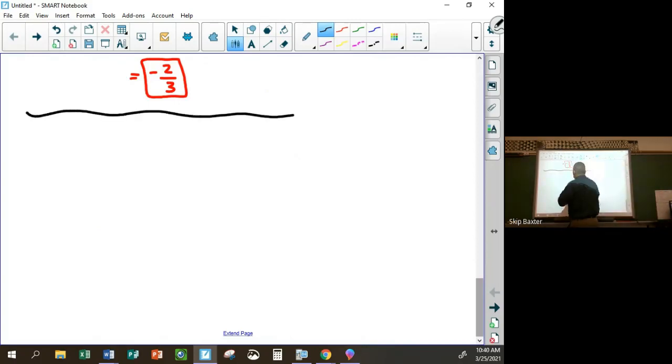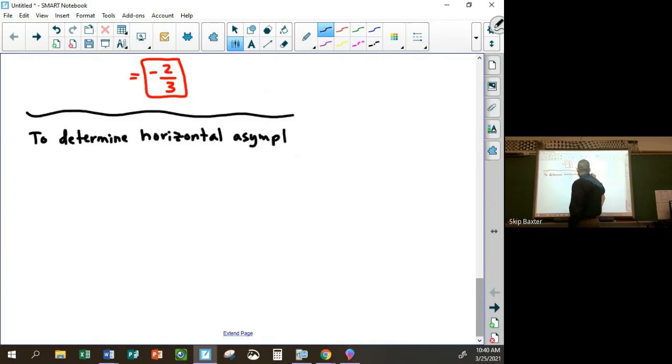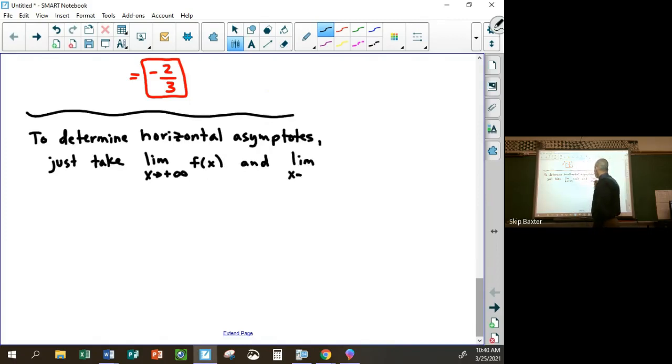So let me just summarize that for a second. So to determine horizontal asymptotes, just take the limit as x goes to positive infinity of f of x and the limit as x goes to negative infinity of f of x. If either of these numbers is a real number and not infinite, then whatever those limits end up being are going to be horizontal asymptotes.